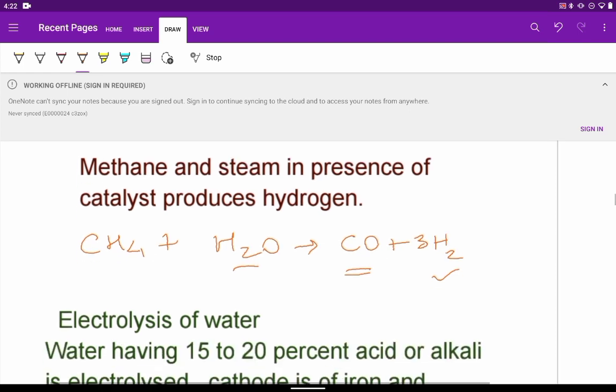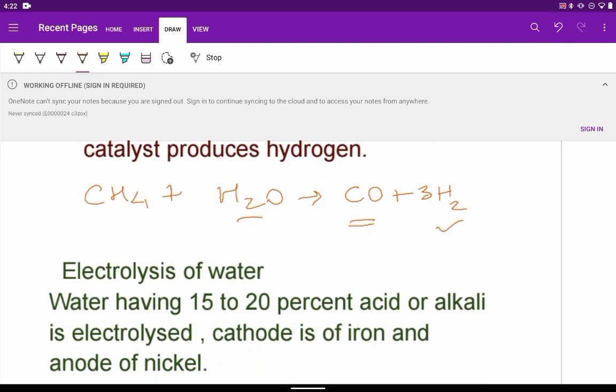We have seen that since hydrogen is an integral part of water, we can also produce hydrogen from water by its electrolysis. That means in the presence of electricity, we can break down the molecule and liberate hydrogen. In order to increase the conductivity, we can add some amount of acid or alkali to the tune of 15 to 20%, and then when it is electrolyzed, we see that hydrogen will be liberated.